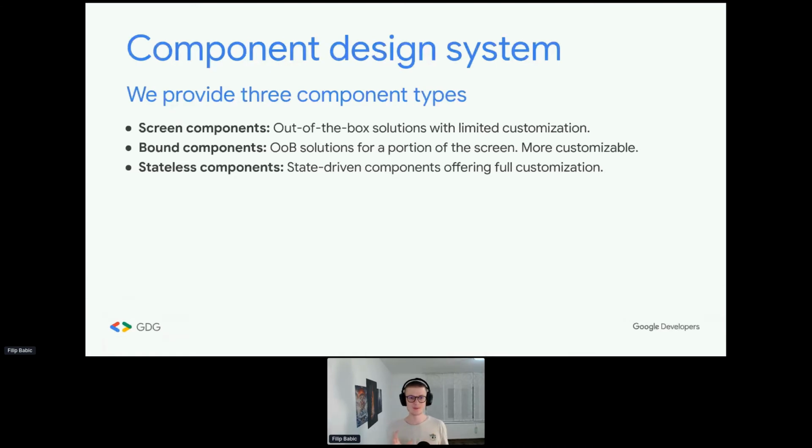If you're looking for a bit more customization and you want to combine multiple components, we have bound components, which are components that are bound to our view models. So these are, again, out-of-the-box solutions, but for a portion of the screen, which makes them much more customizable, as you can just focus on that part of the screen, but you can also combine them with other components, which lets you build completely custom UI. We'll go through this in a moment.